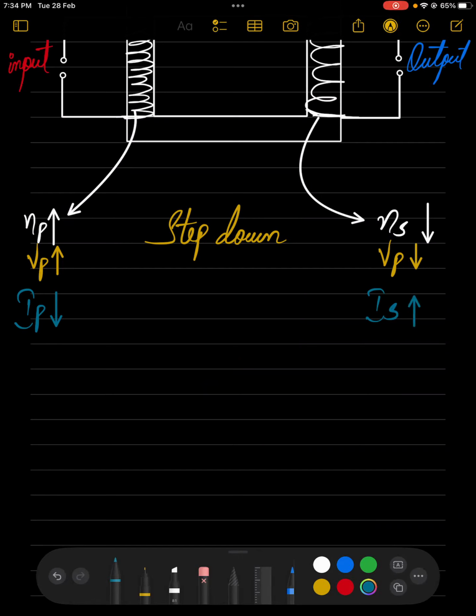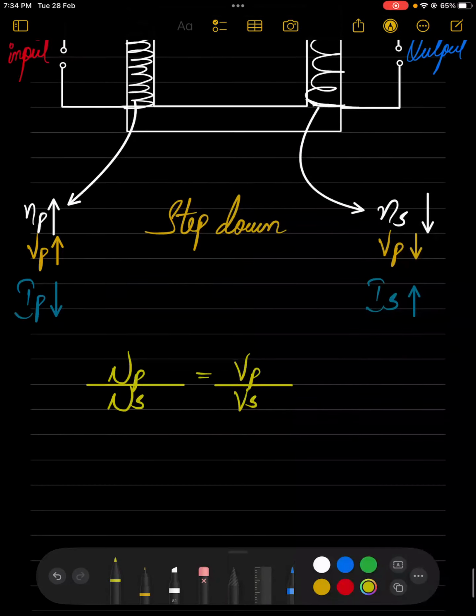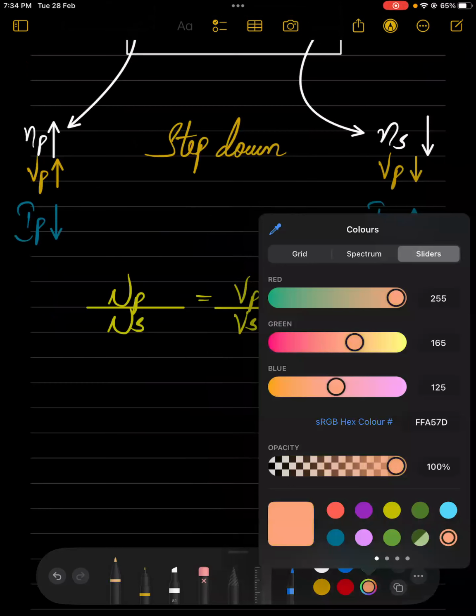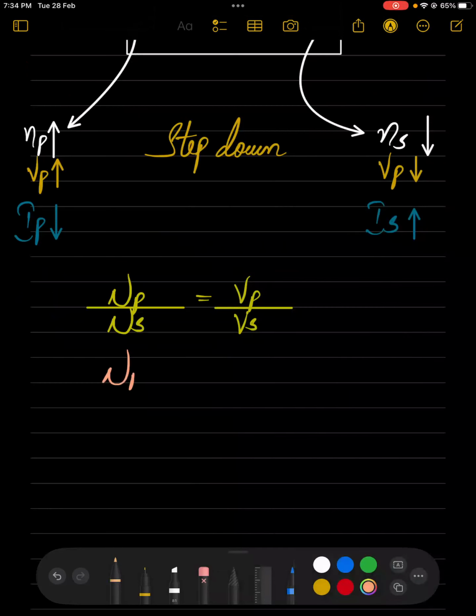Now, we have a couple of formulas for number of turns, current, and voltage. And that is like number of turns on primary side divided by number of turns of secondary is equivalent to the voltage of primary divided by the voltage of secondary. Now, for the current and number of turns, the formula would be completely opposite. Number of turns for primary and secondary are same, but the current would be for secondary in the numerator and for the primary it would be in the denominator.